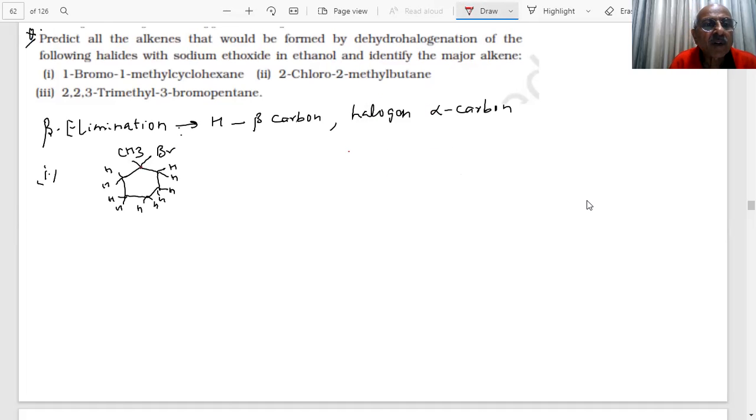This is the carbon with the halogen. Where are the beta hydrogens? Beta hydrogens are there on its two sides, both the ortho positions. This is beta hydrogen, this is beta hydrogen. Anywhere else? This is also beta hydrogen, because this is the carbon next to it, which is beta. So what will happen?